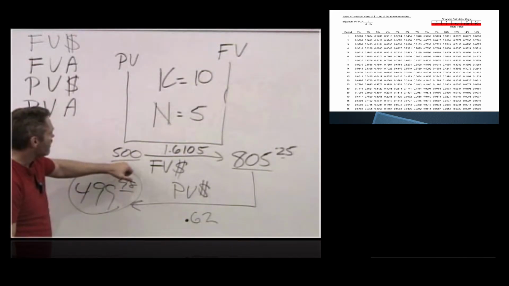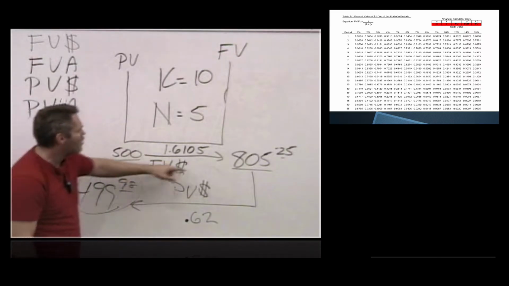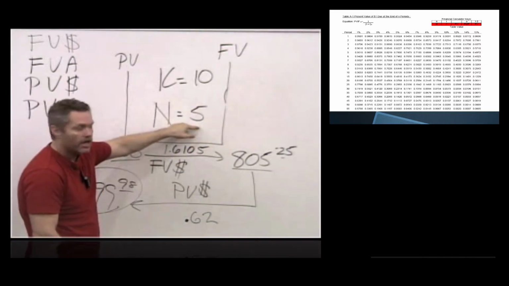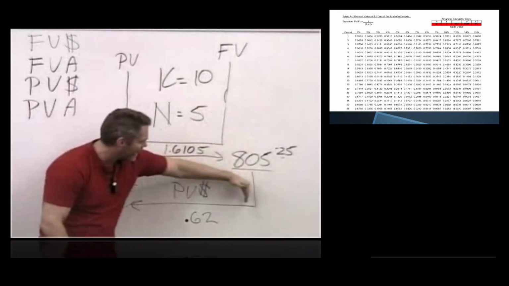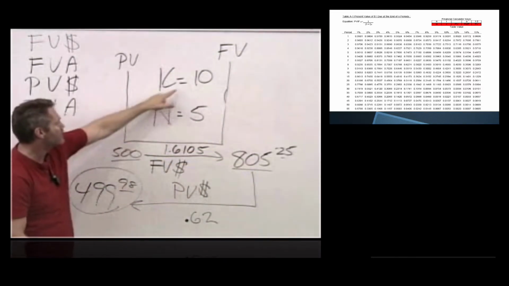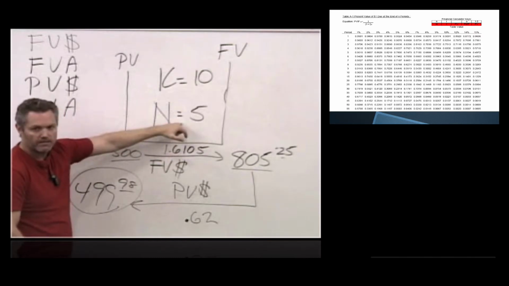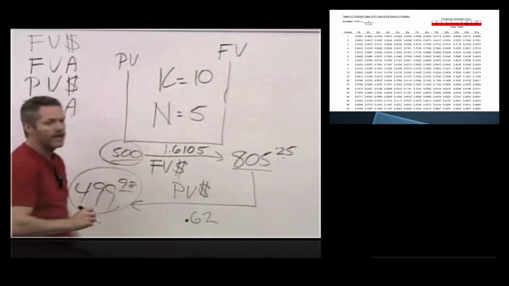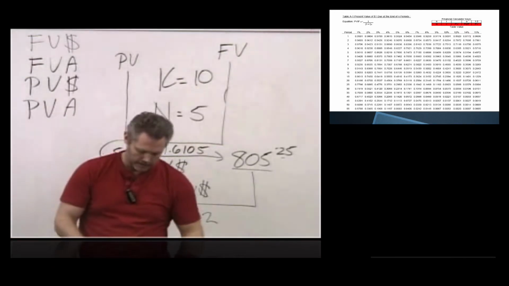So if I take $500, move it out into the future at an interest rate and a certain number of years, and then turn around and discount it back in time at the same rate for the same number of years, I'm going to end up back where I started, right? And that's how those two interrelate.